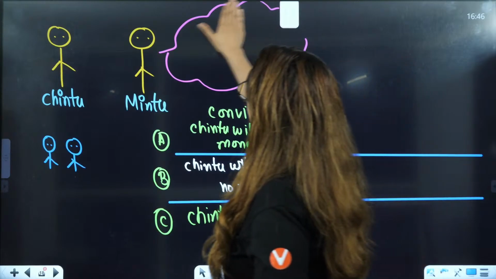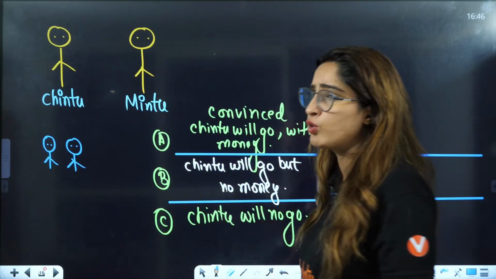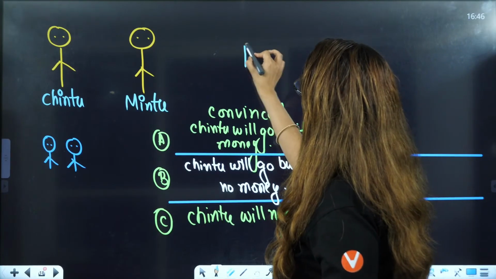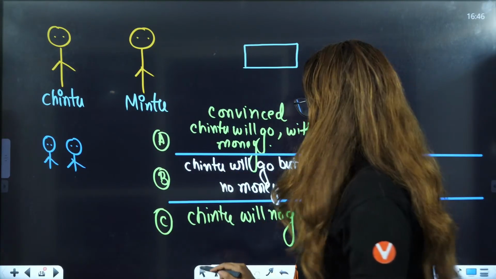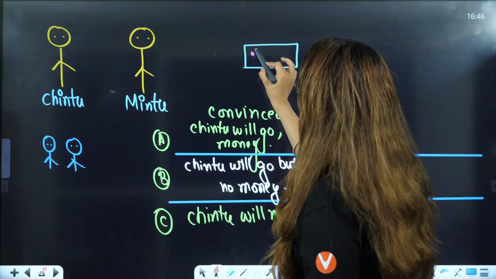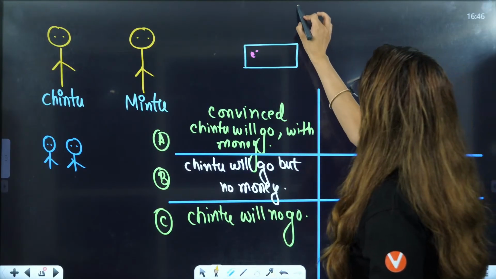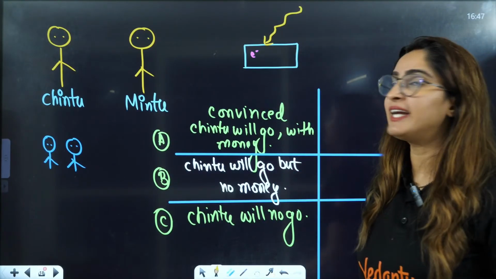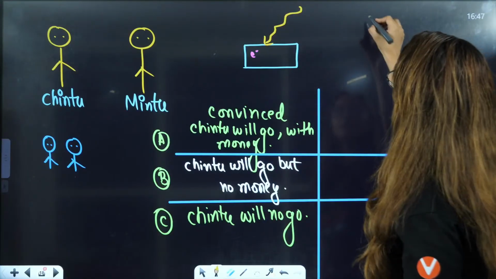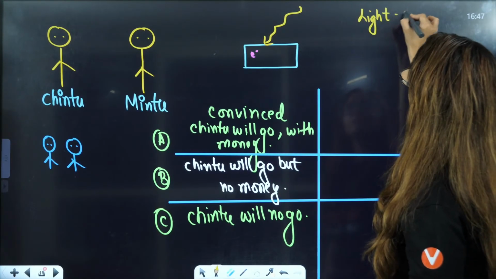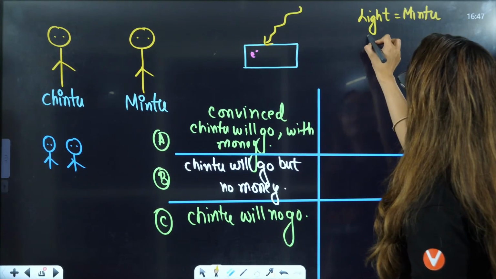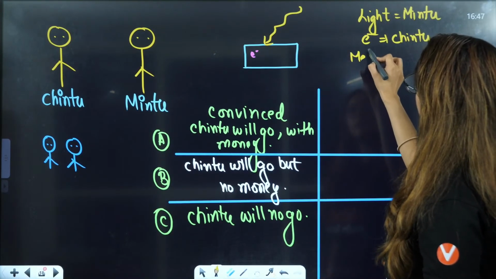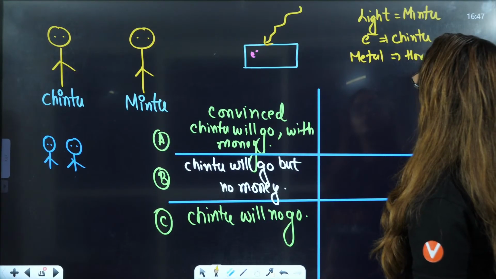Now I'll tell you what we have to do with this in our photoelectric effect. Photoelectric effect is the same. This is the metal. This is the house of Chintu. Chintu is the electron. Some light is coming. Light is Mintu. You can write here, light is Mintu. Electron is Chintu. And this metal is the house.